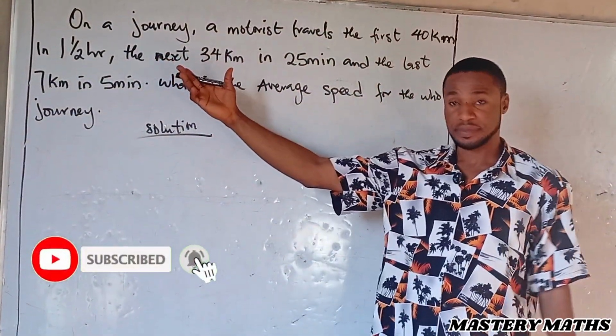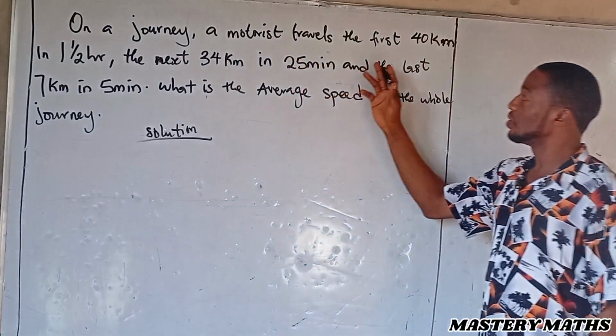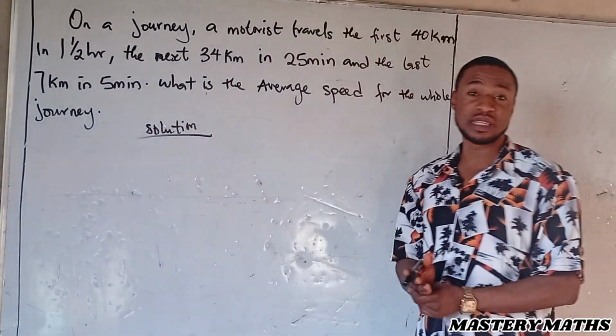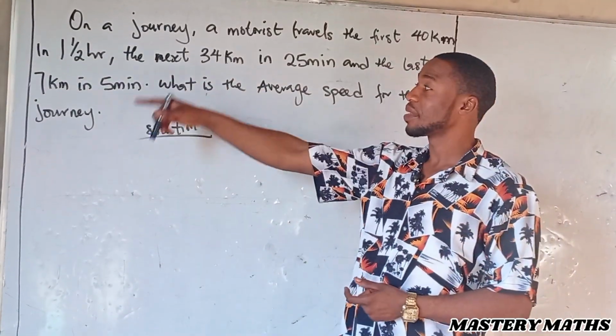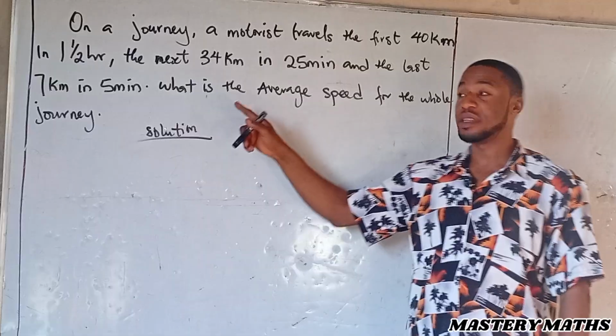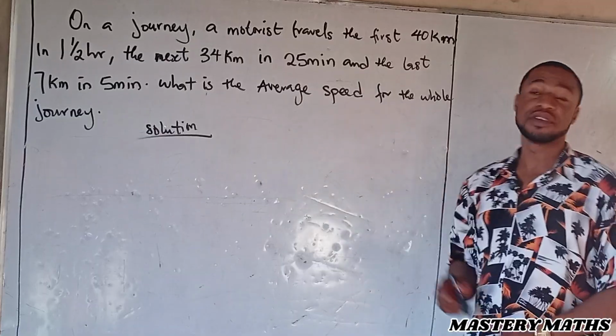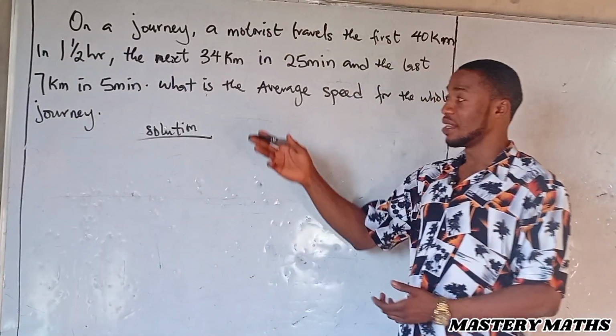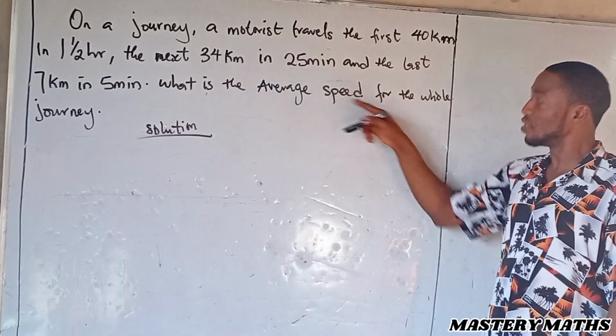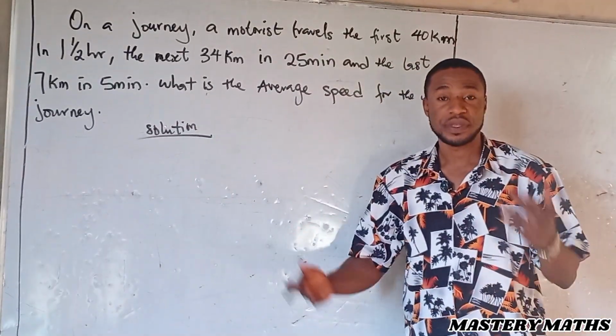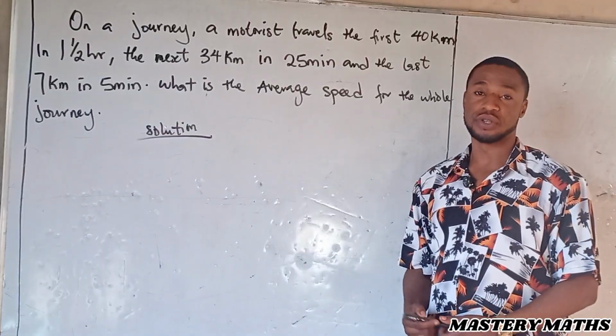On a journey, a motorist travels the first 40 kilometers in 1.5 hours, the next 34 kilometers in 25 minutes, and the last 7 kilometers in 5 minutes. Now, here's the question. What is the average speed for the whole journey?